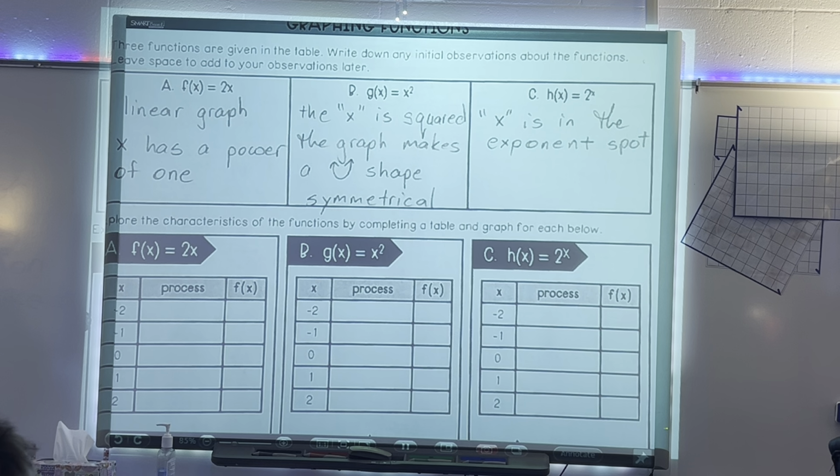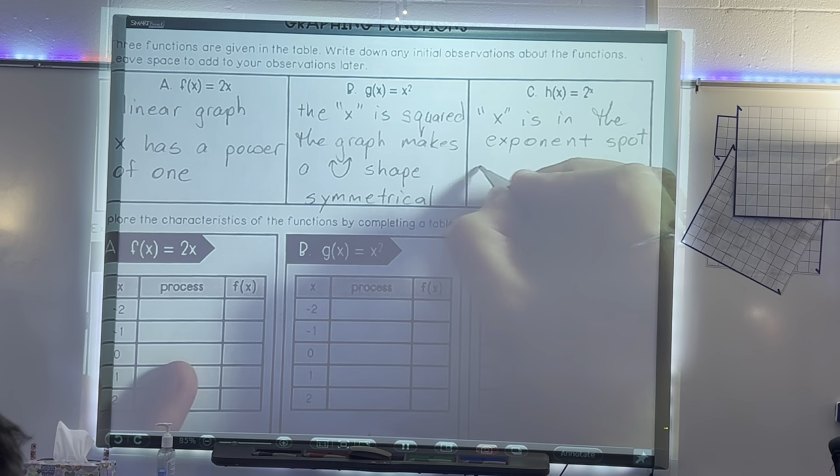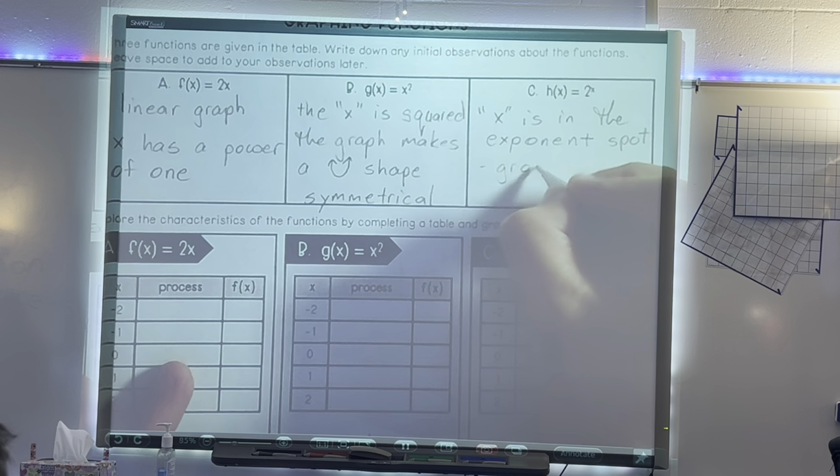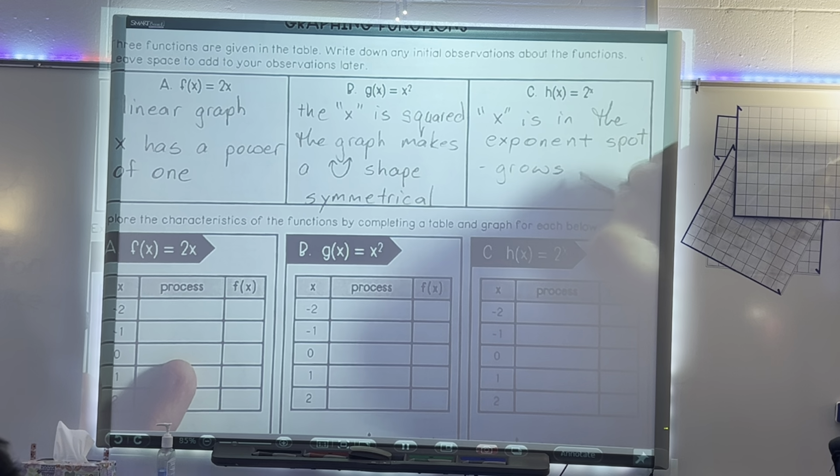So what we notice as we look at those numbers, whereas in a linear function, it's going up by the same amount every single time, right? It's going up 2, up 2, up 2. But with an exponential, that's not happening that way because that exponent makes it go up super fast. Does that make sense? So it grows really fast in general. So that's what I'm going to write there, is it grows really fast.